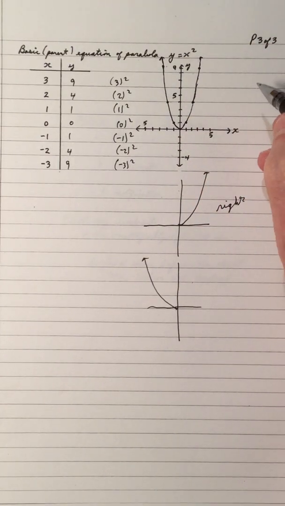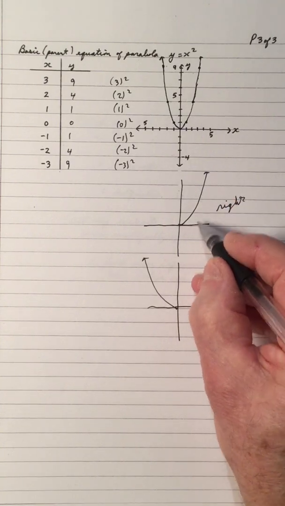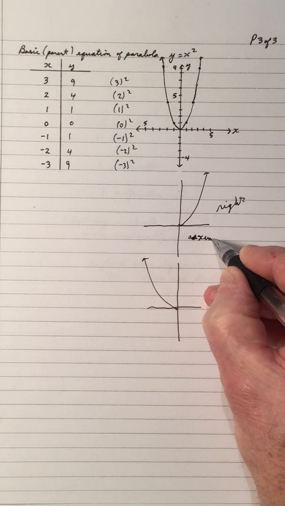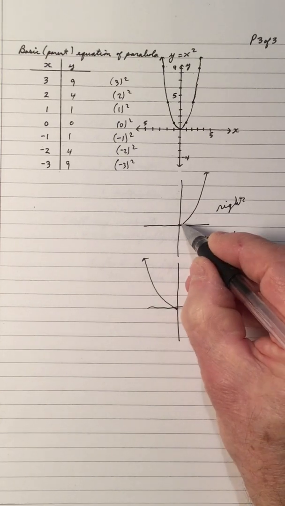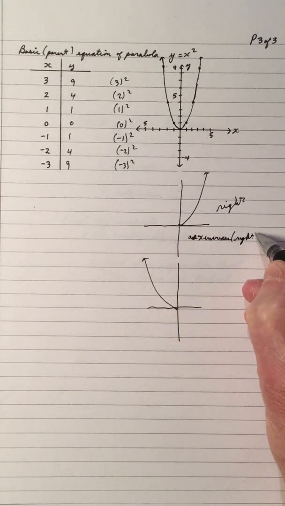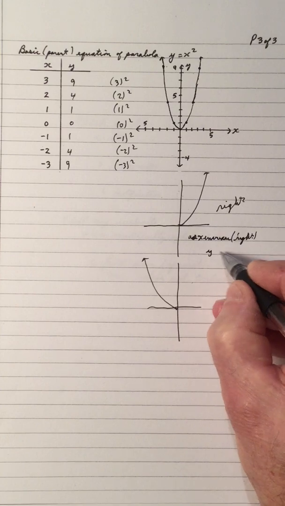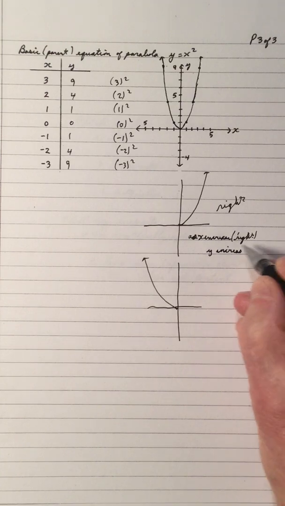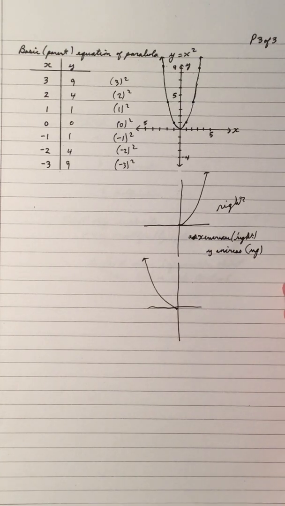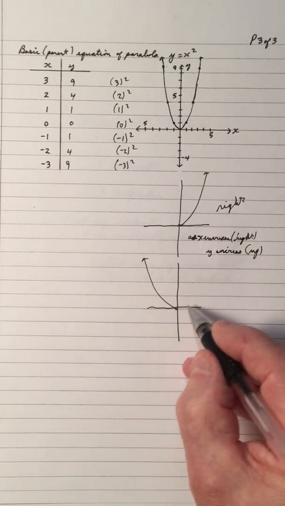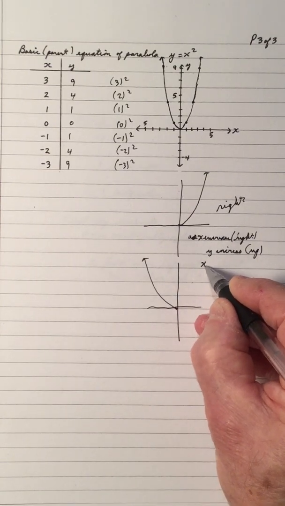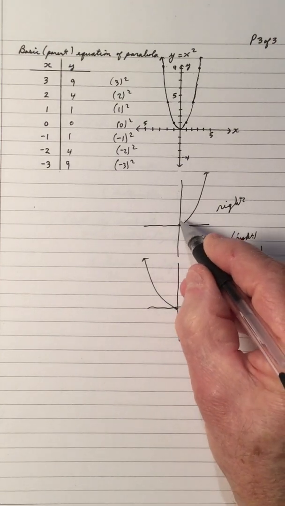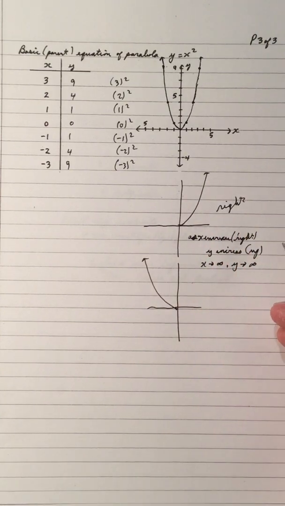So what happens is that on this side, as x increases, as x goes to the right, the y values increase, going up, and that's like saying that as x goes to infinity, then y is going to infinity. So on the right side, as x goes to infinity, y is going to infinity.